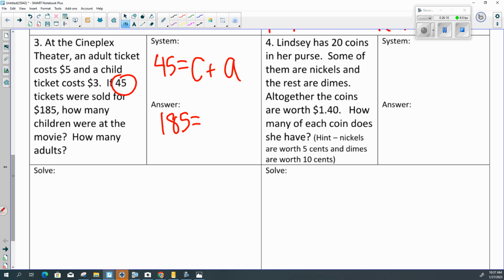Emery, what would I do? What's going to equal 185? And this is where the costs are going to come in. Yes.